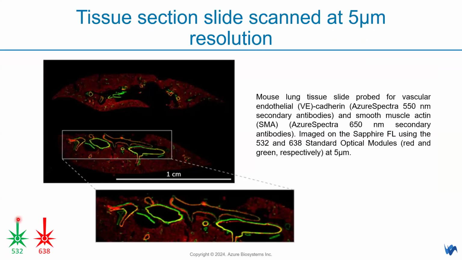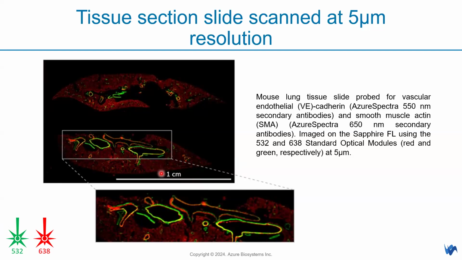So let's look at the resolution here. We are scanning this glass slide having mouse lung tissue stained with two proteins, vascular endothelia and smooth muscle actin, at different channels. This is scanned at 5 micron resolution. As you can see, because of Sapphire FL, we're able to give you a 25 by 25 cm scan area. We only can give you a 1 cm scale bar. This is what it can cover.